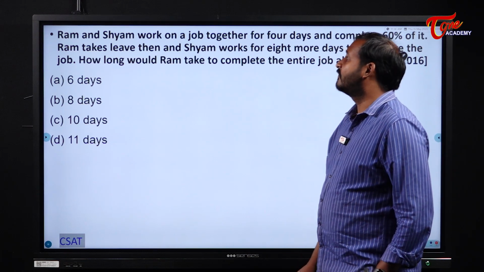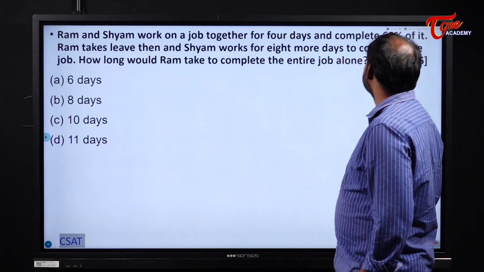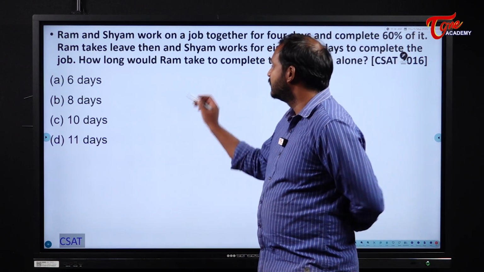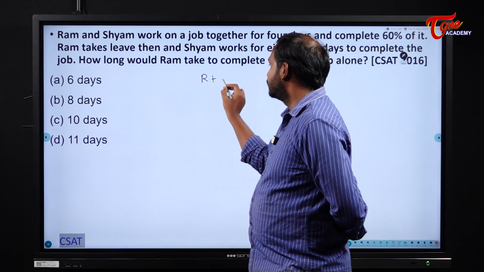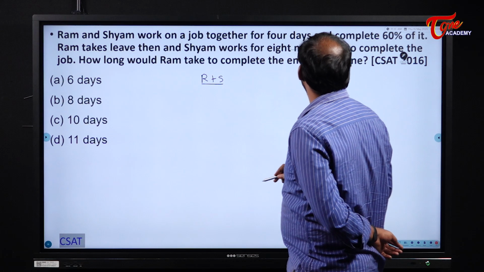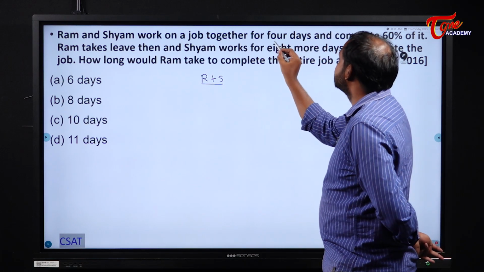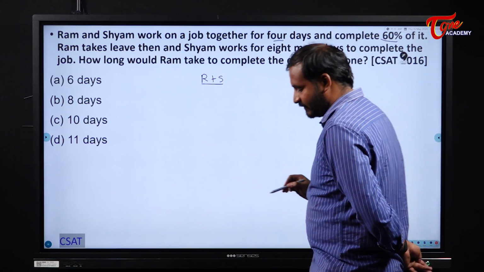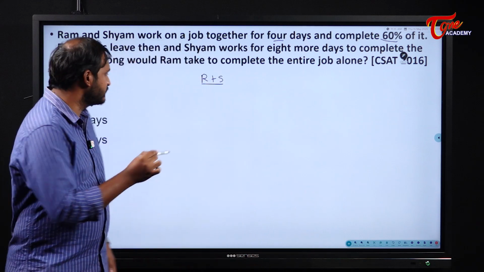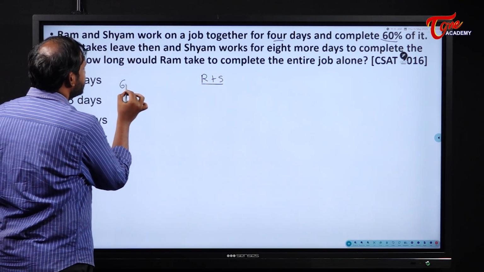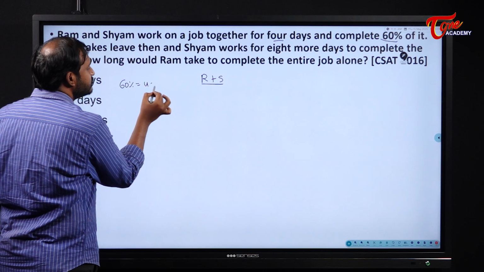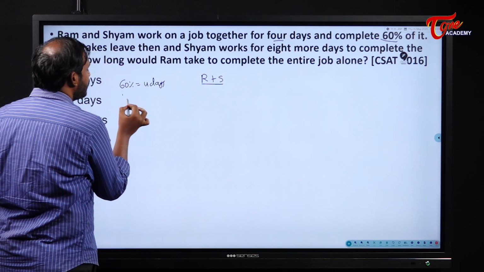Ram and Shyam work on a job together for 4 days and complete 60% of it. Ram and Shyam together worked for how many days? They together worked for 4 days and they finished 60% of it. So that means in 4 days, 60% of work is done. Tell me, 100% of work in how many days?